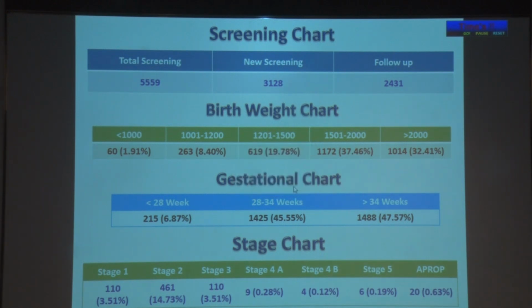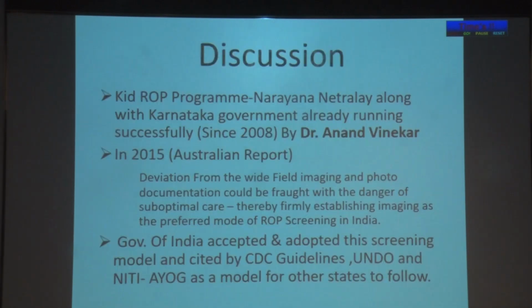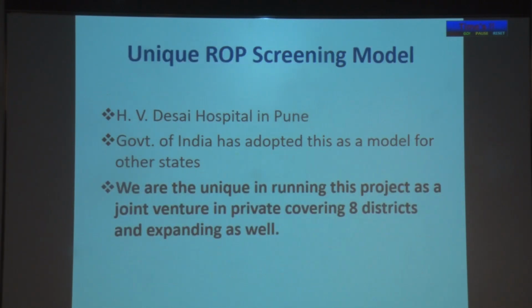Birth weight chart is there, gestational and staging chart. From stage 1 to APROP, we found different stages. And this program is already running in Narayana Nethralaya and HV Desai also, but we are in private. So very few people are adopting this type of strategy. We all 3 have come together and we are doing good work. So we are unique in running this project as a joint venture in private, covering 8 districts and expanding as well.